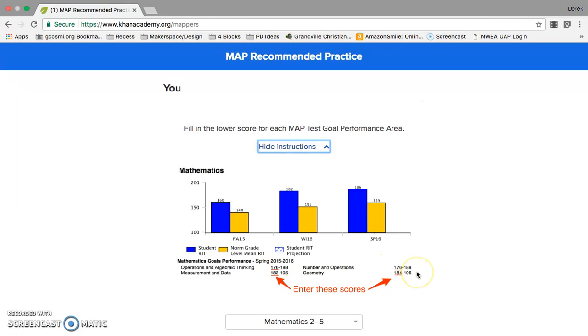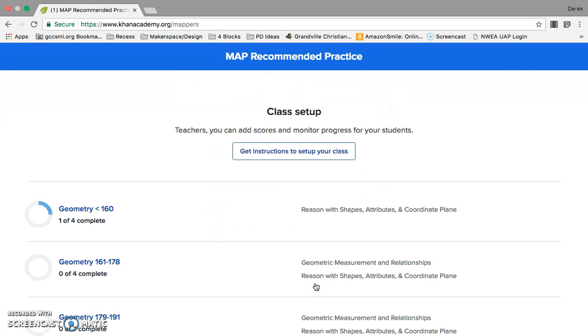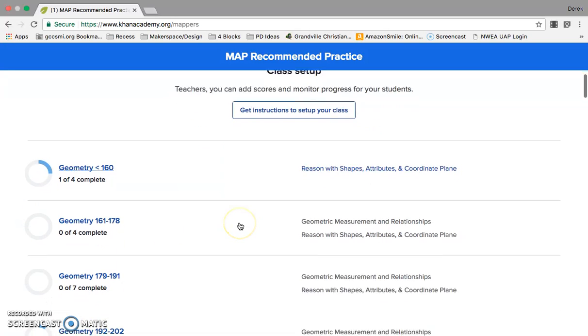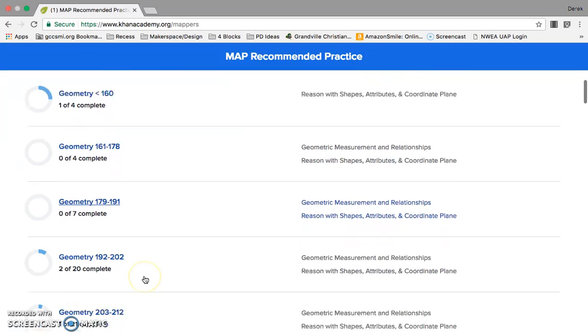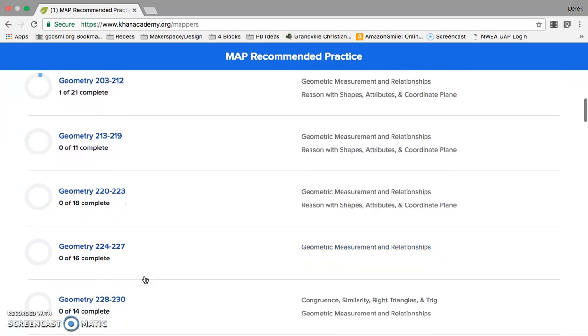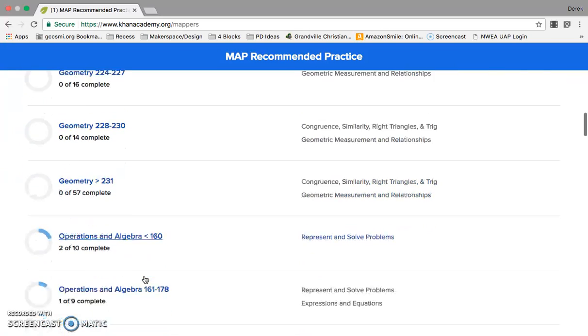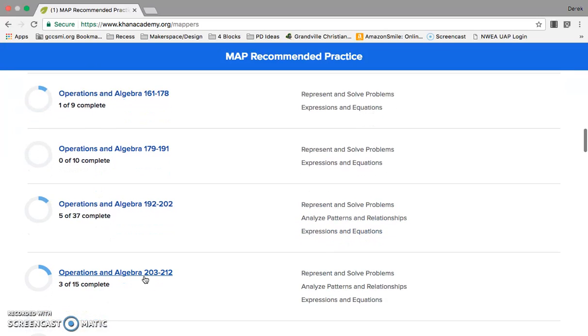So here we can see those examples. I'll go ahead and plug in some example numbers for this 3rd grade student. Now that I've added in the scores for this student, I'm ready to see what my recommendations are. So I went to this a little bit earlier, so it shows some complete, but it sets up a series of practice questions, starting from a lower range and moving into higher range and higher difficulty for this specific student. So we can look at geometry, operations in algebra. So again, it starts fairly simple, moving into more difficult questions.